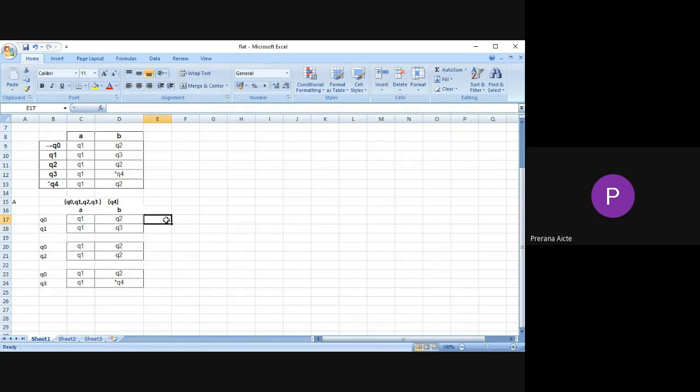Here Q0 and Q1 go to the same sets, so Q0 is equivalent to Q1. Similarly Q0 and Q2 go to the same sets, so Q0 is equivalent to Q2 also. But for Q3, one transition goes to Q4, which is in a different set, so Q0 is not equivalent to Q3.